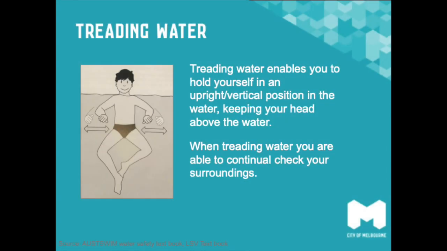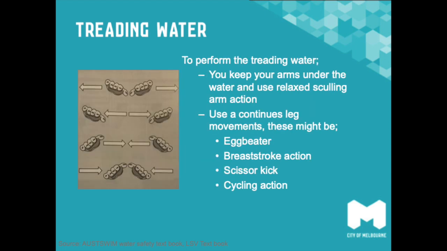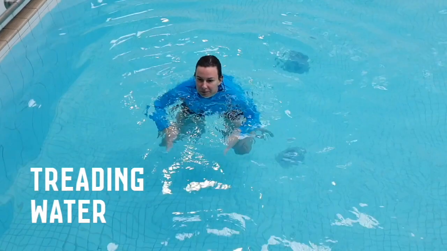Treading water can be used to hold yourself in an upright vertical position in the water so you can check your surroundings. To perform the arm action for treading water, move your hands back and forth, rotating the angle of your hands slightly in each direction.